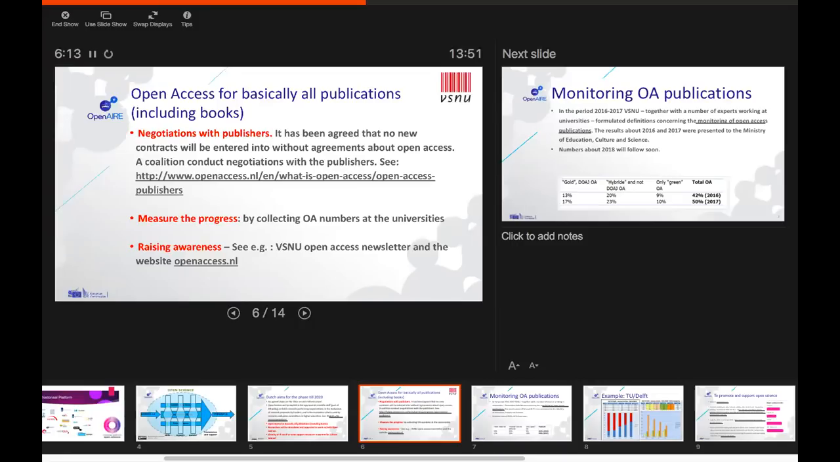openaccess.nl. Another point here is that it's necessary to measure how many open access publications have been published every year by collecting open access numbers at the universities. I will come to that later. And the last point is raising awareness about the possibilities of open access publishing, for example, an open access newsletter by the Association of Universities, and of course, information at the open access website.